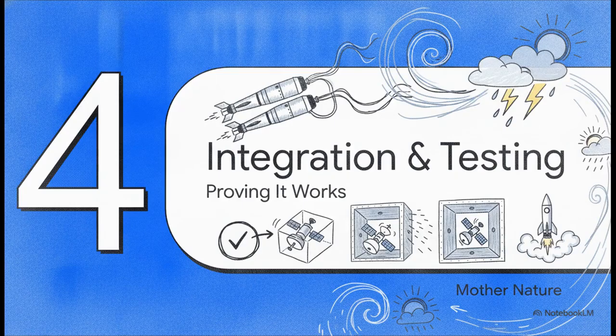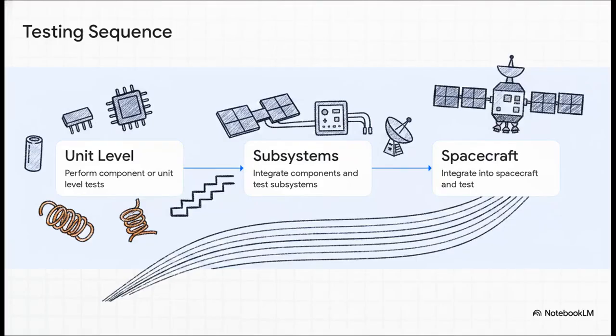Okay, moving to section 4, integration and testing, proving it works. Let's see how this builds. Testing a spacecraft is obviously a massive challenge in systems engineering verification. So we follow a really strict sequence that builds right from the ground up. We start at the absolute smallest level, testing individual components or units, like a single transmitter or maybe a power supply. Then we integrate those smaller components into subsystems. For example, testing the entire electrical power system all together at once. And finally, we integrate all those subsystems into the main body and run end-to-end tests at the full spacecraft level. It's basically this highly methodical staircase of validation.